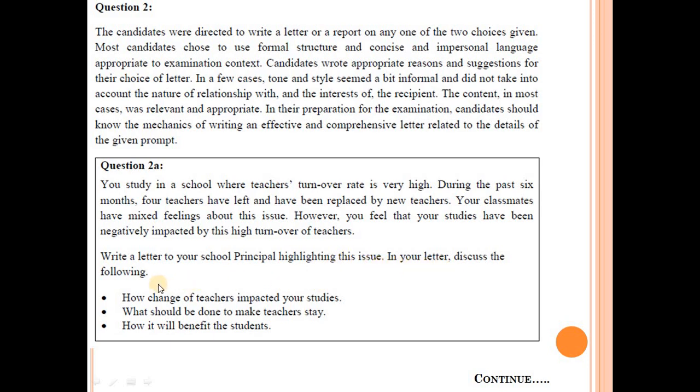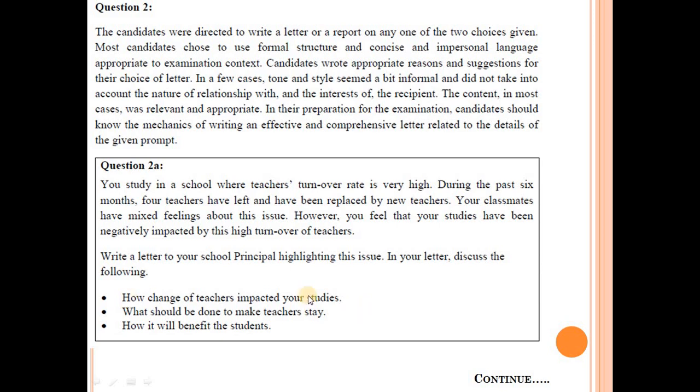In your letter, discuss the following. Now, this is the direction given there: what we are supposed to write, or what kind of information we are supposed to put in the paper. That is how the change of teachers impacted your studies. Number 1. Number 2 is what should be done to make teachers stay. Number 3, how it would benefit the students. See, the demands have already been given in the question. You just have to read the demands and convert them into your paper with your relevant examples and reasons.